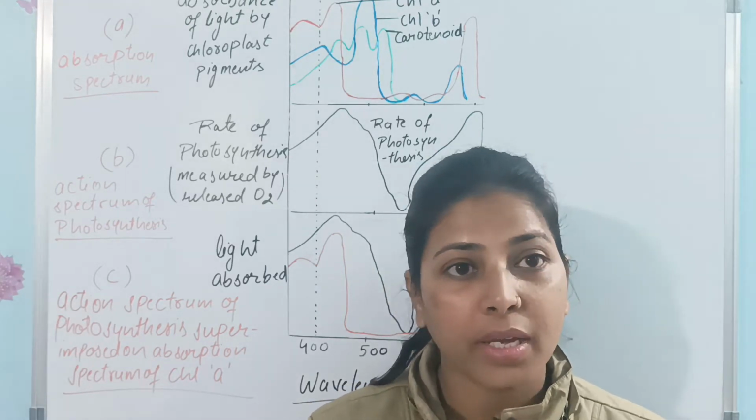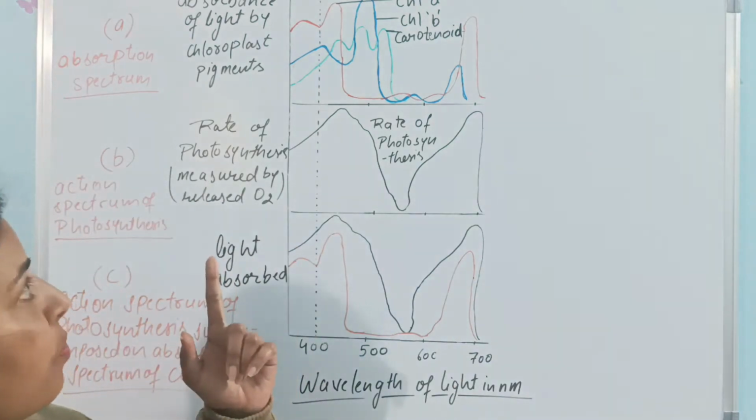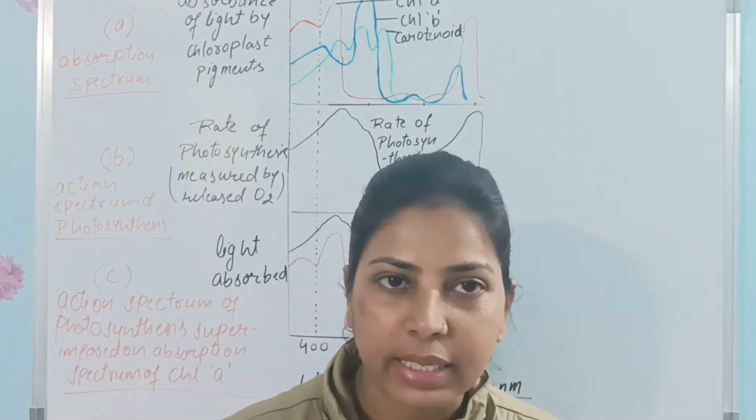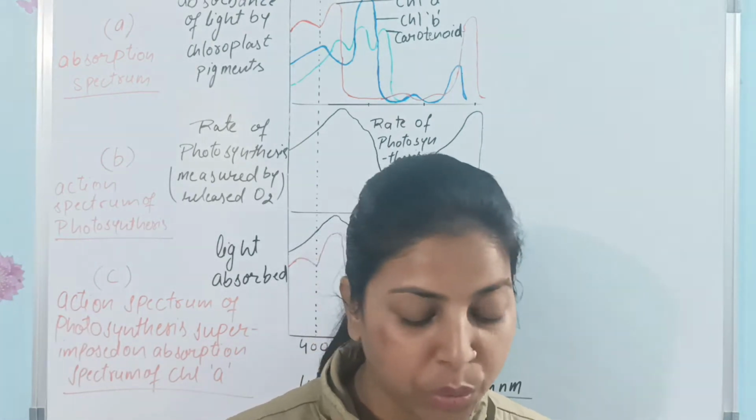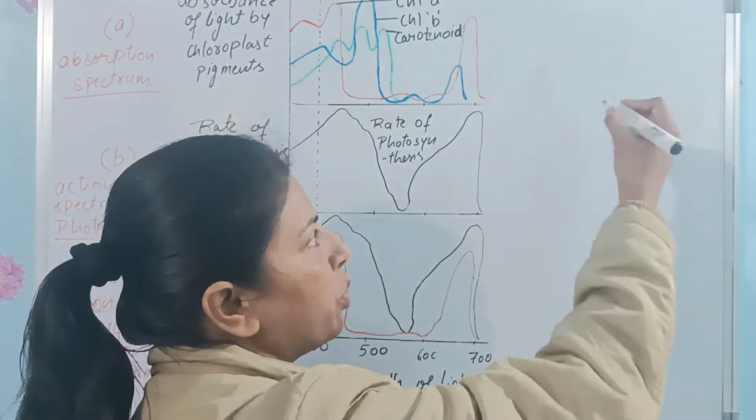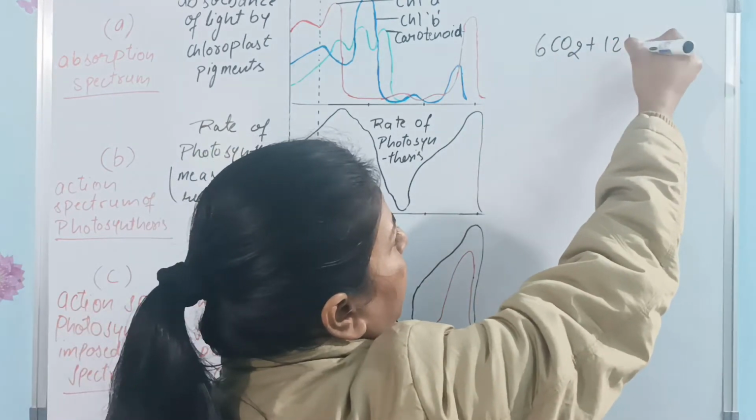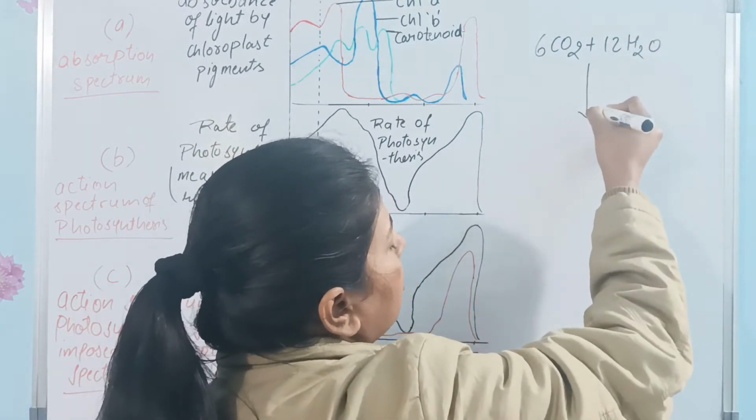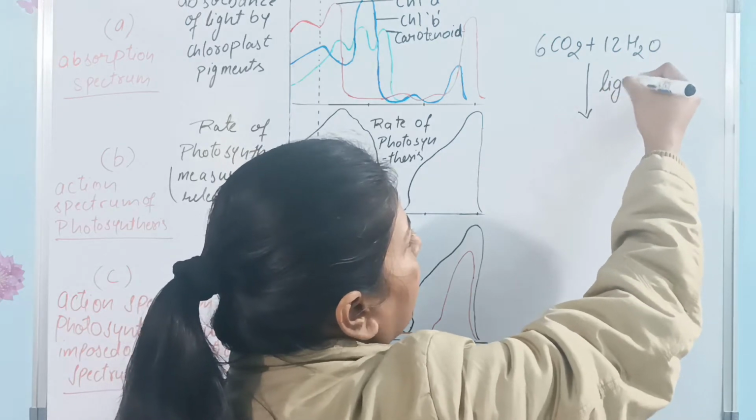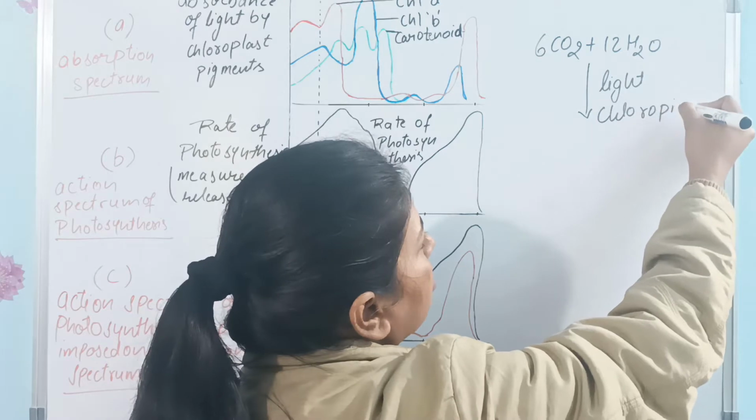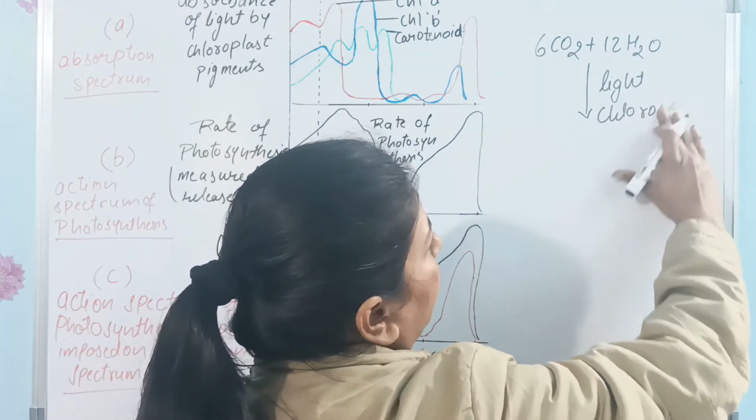So today's topic is the absorption spectrum and the action spectrum of photosynthesis. Before starting the topic, we have to briefly discuss what photosynthesis is. With the help of CO2 and water molecules, green plants use sunlight, because green plants have the green color pigment storage, that is the chloroplast.